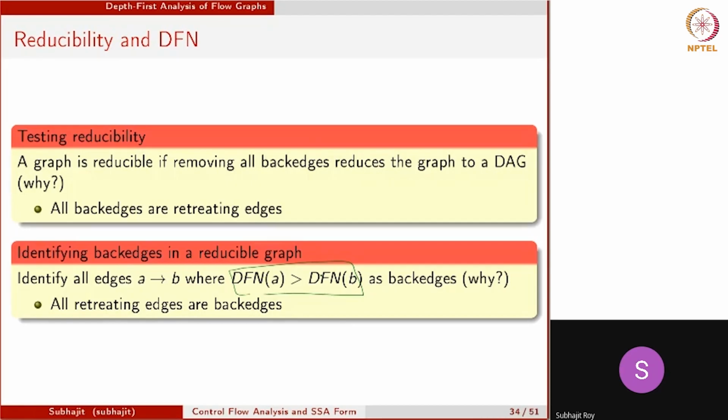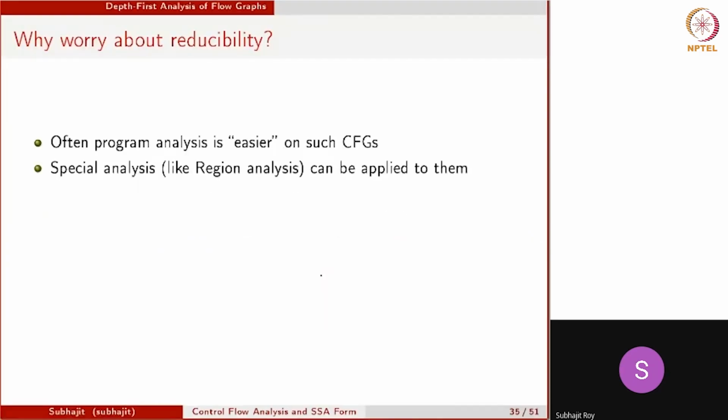Okay, good. So now why worry about reducibility? Why did I make such a big mess about reducibility? The reason is that, as I said, program analysis is often easier on control flow graphs which are reducible, and there are special analyses that you can apply only to reducible flow graphs.